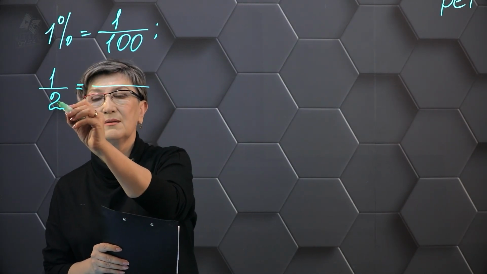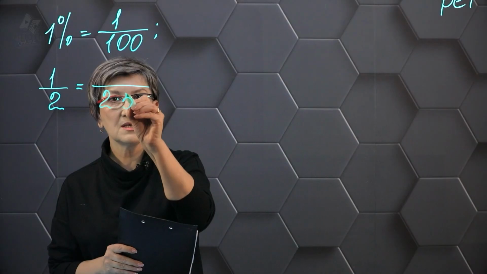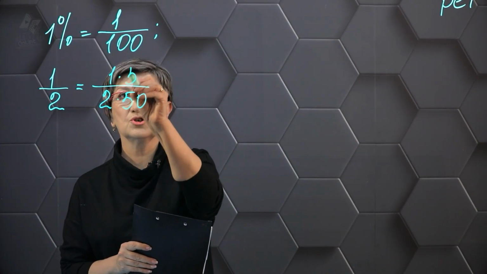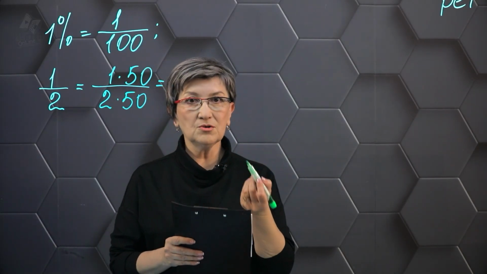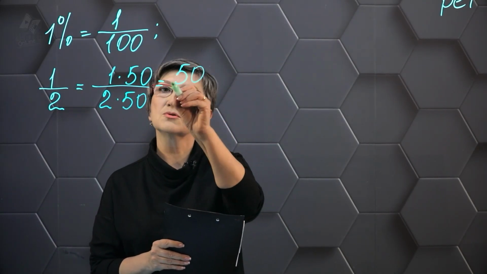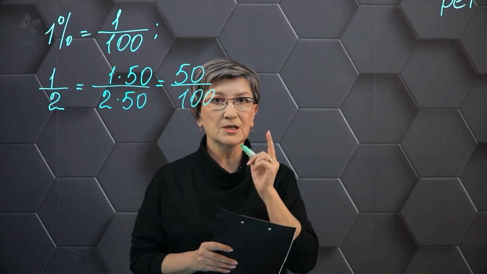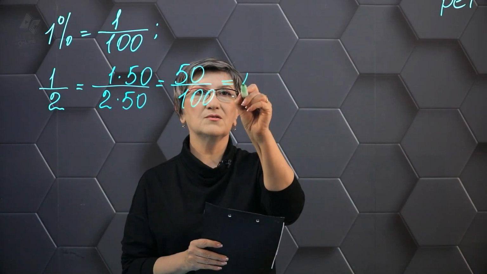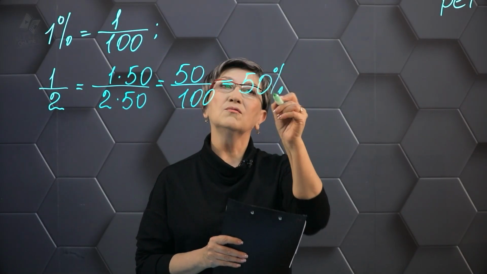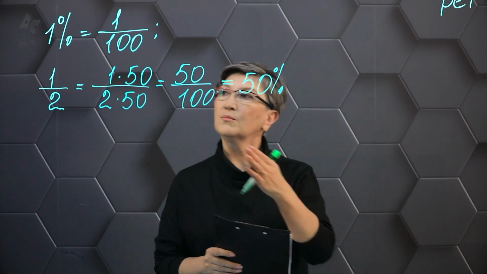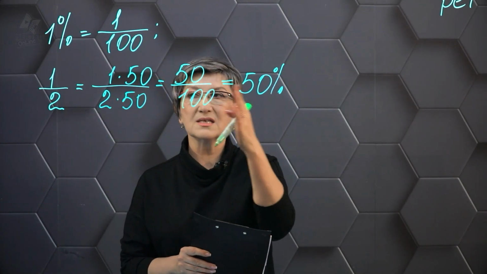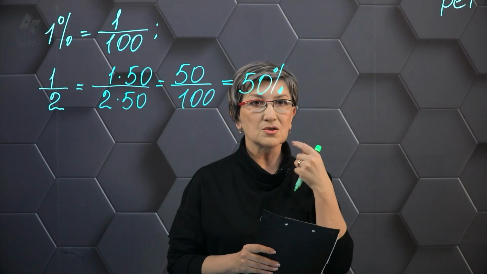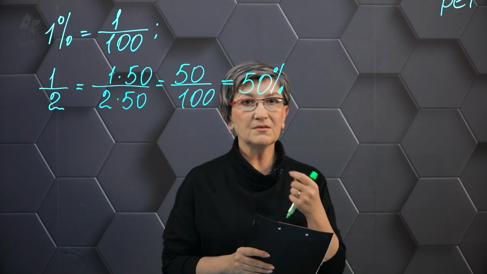In order for the denominator to be 100, I have to multiply 2 by 50. And if I multiply the denominator by 50, I also multiply the numerator by 50. As a result, I get the fraction 50/100ths. And if I have 50/100ths and need to write it as a percent, I write down 50%. That's all you need to do. That is, in order to convert a fraction to a percent, you first need to make the denominator 100, and then write it as a percent.